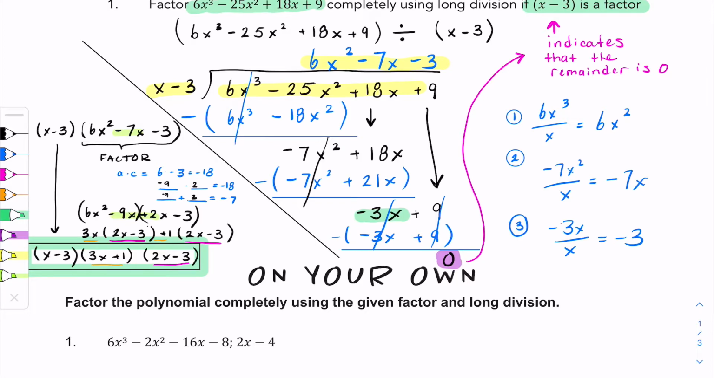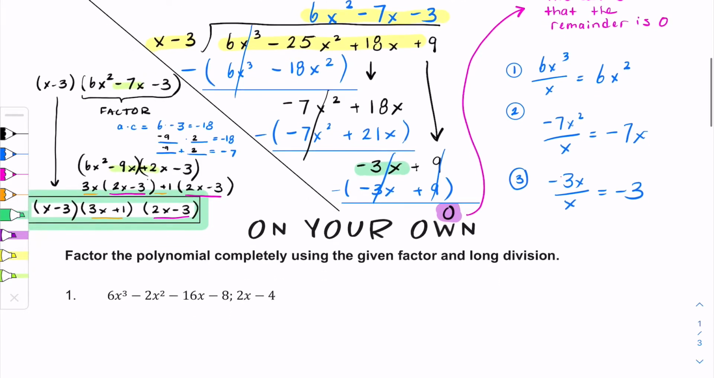Okay, I'll do the on your own section without talking so you can just follow along and check your work when you're done.